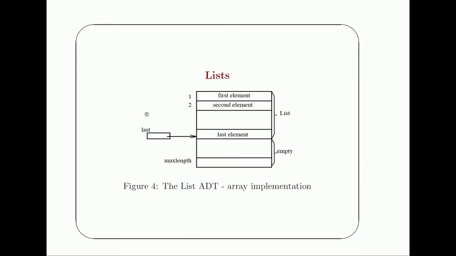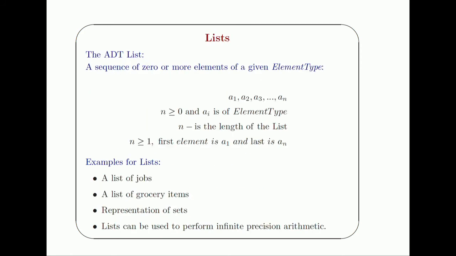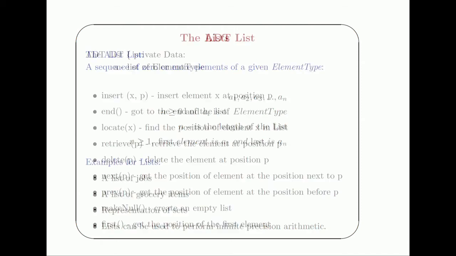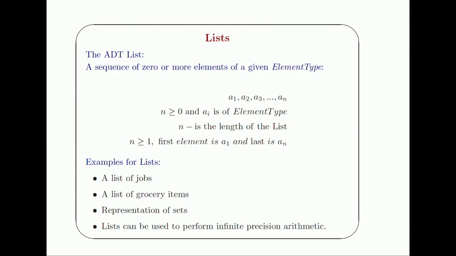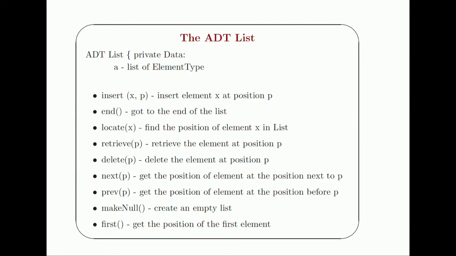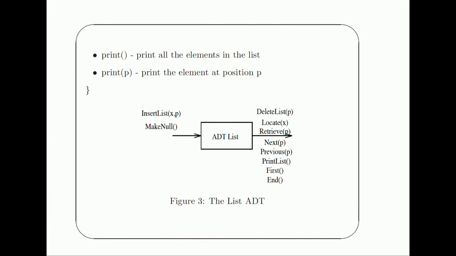So, let us look at an implementation of lists. How do I represent the list? We assume that a list is made up of a set of elements of the same element type. That is our definition. If you go back to this definition, A1, A2, A3 all belong to the same type. It is grocery items, it is a list of jobs, it is a representation of elements in a set of the same type, or in infinite precision arithmetic, it corresponds to the digits that make up a given number.